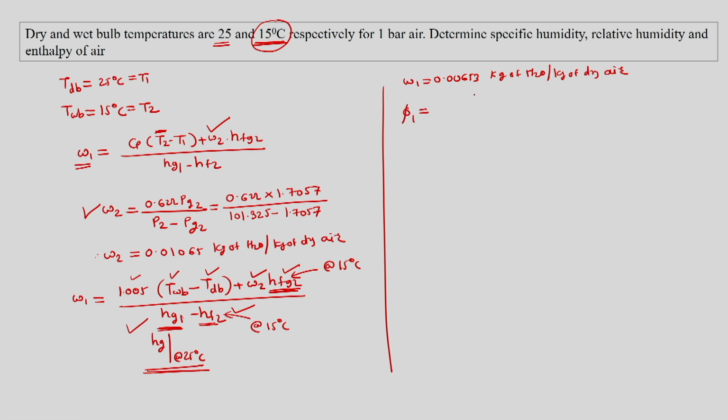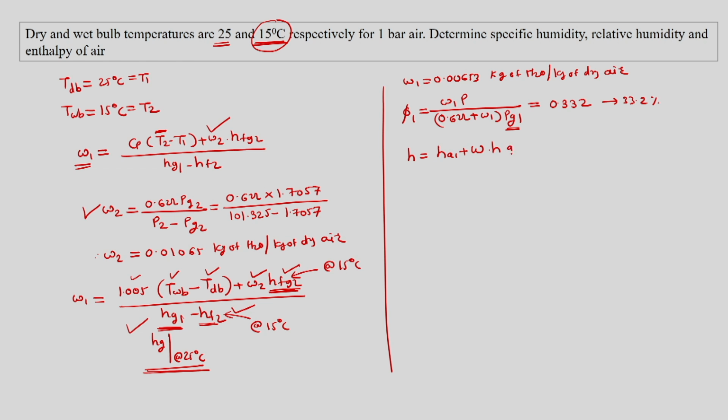We can make use of the relation phi 1 is equal to omega 1 into P divided by (0.662 plus omega 1) into Pg1, which is the saturation pressure corresponding to 25 degree Celsius. So these things will be known, and then phi is 0.332, which is 33.2%.